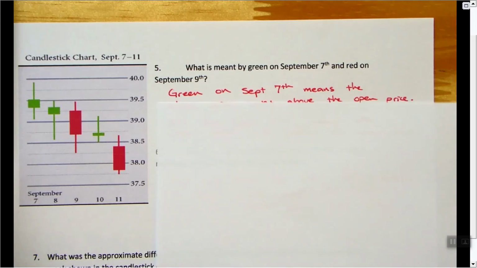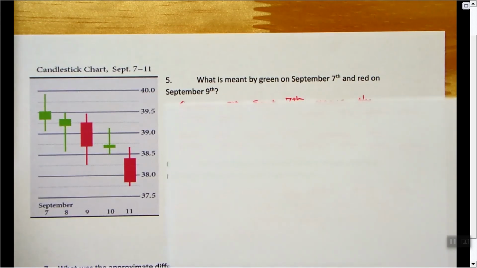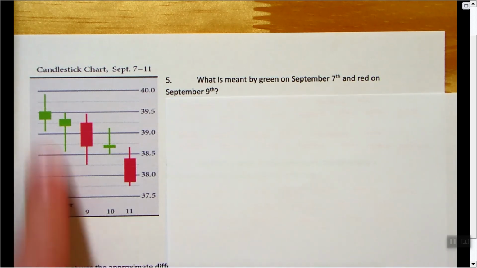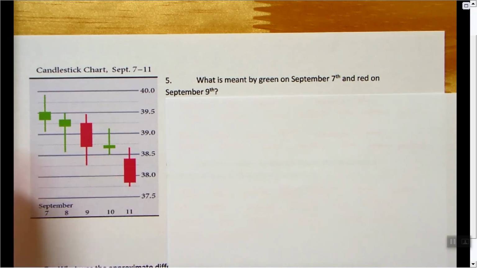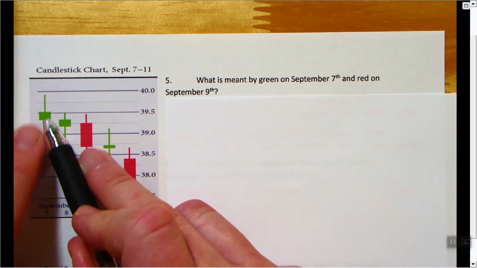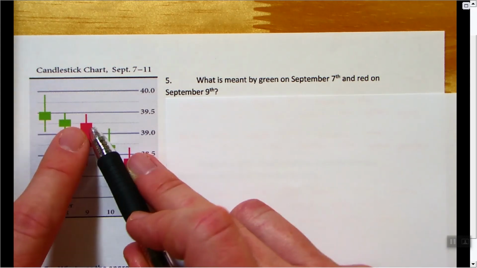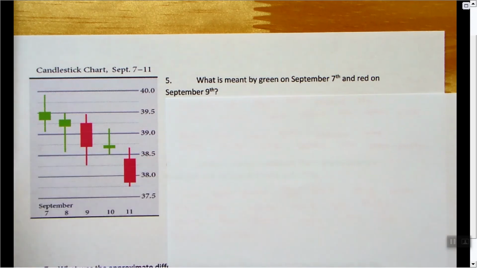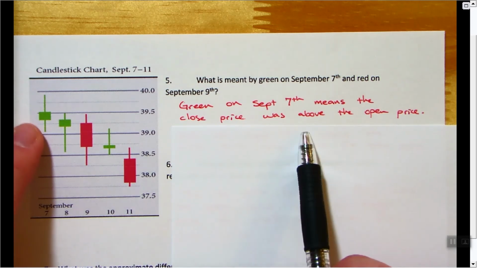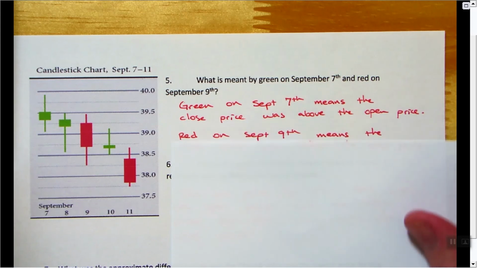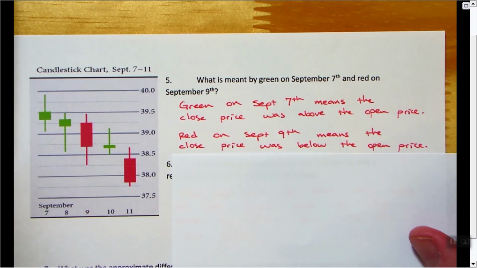Okay, what is meant by green on September 7th and red on September 9th? September 7th is green, the 9th is red, and the difference is, the green means it went up that day, and red means it went down that day. So this would be the opening price on the bottom and the closing price at the top because it went up. This would be the opening price on top, closing price on bottom because it went down. The green on September 7th means the close price was above the open price. It means it went up. And the red on September 9th means the close price was below the open price. So it went down.